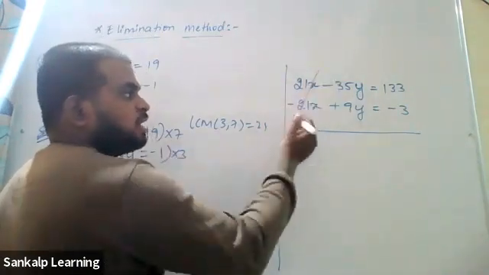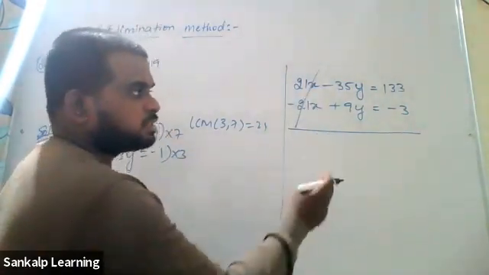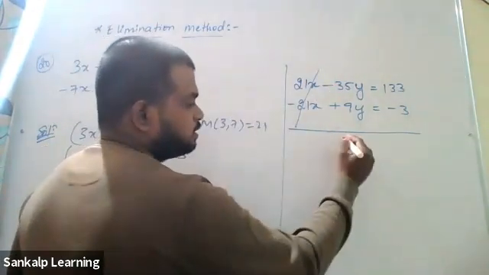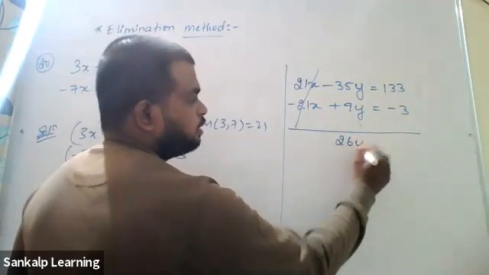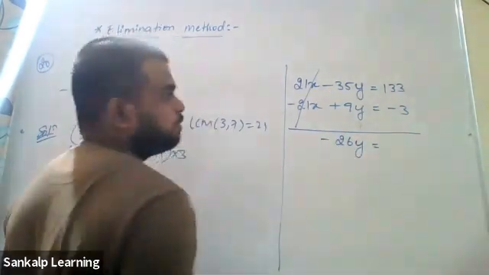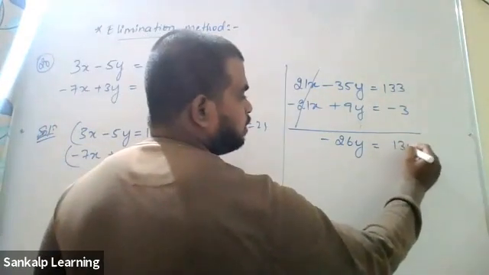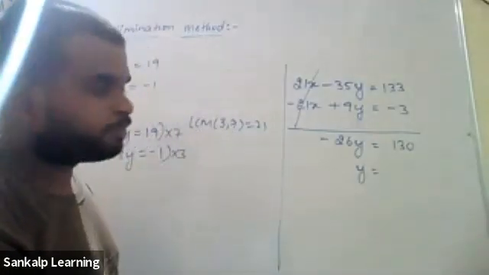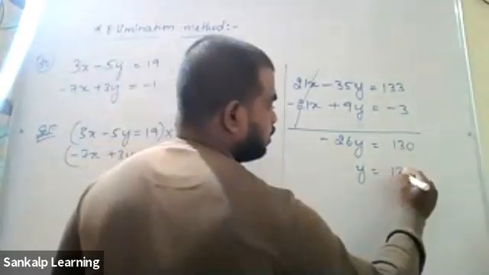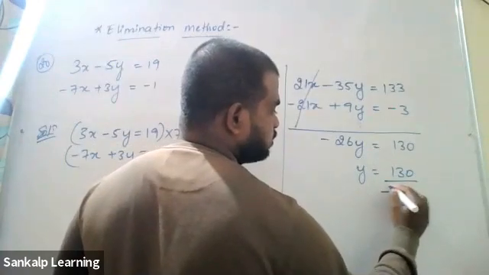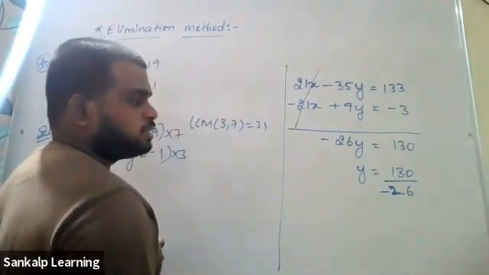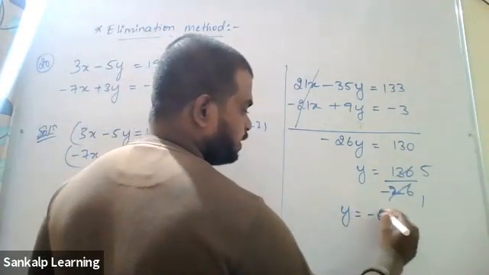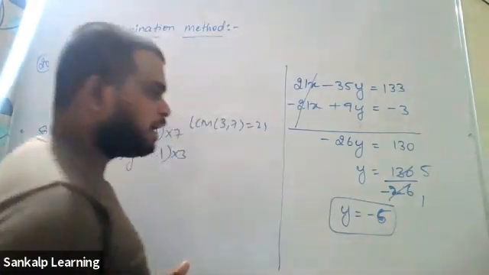Plus 21x minus 21x gets cancelled. Do not change the sign. Now it is a minus and a plus, so you have to subtract. What do you get? 26, right? Minus 26y equal to how much? 130. Minus 9. Sorry? Answer is minus 9. Okay, 130 by minus 26. I don't know how you got that. I guess 26 fives are 130. Therefore, y is equal to minus 5. Just check it. How did you get 9?